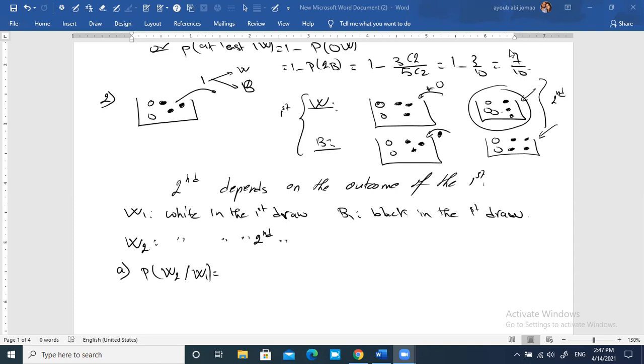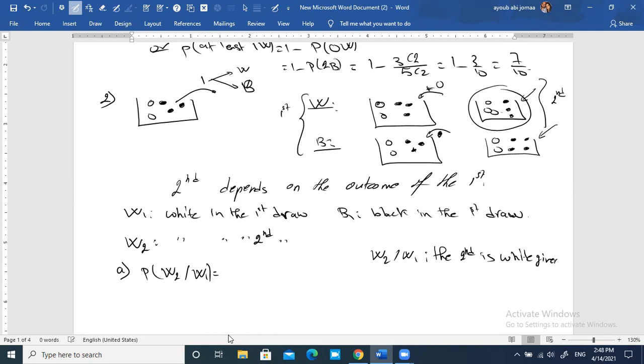W2 means the second draw; the first time we drew a black one. No, we say given that W1. What does given that W1 mean? Given that the first draw is a white marble. W2 given that W1 means that the second marble is white. The second marble is white.